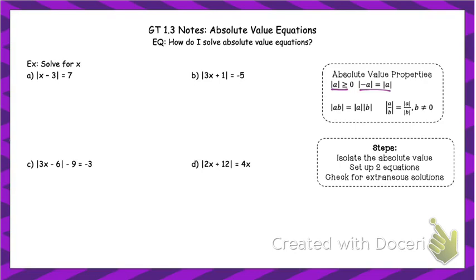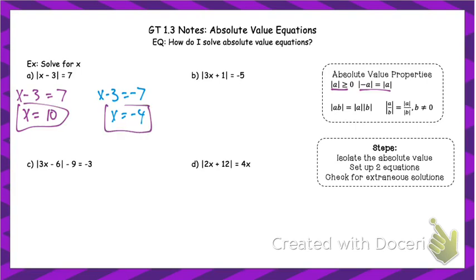So the steps for solving absolute value equations. The first thing we do is we get the absolute value by itself if it's not already. So that's already done in the first one. Then we need to set up two equations, because the absolute value of x minus 3 could equal 7, but the absolute value of -7 is also 7. So I also need to set up an equation where it's equal to -7. I'm going to solve both of those to get my two answers. So I get that x equals 10 and x equals -4.